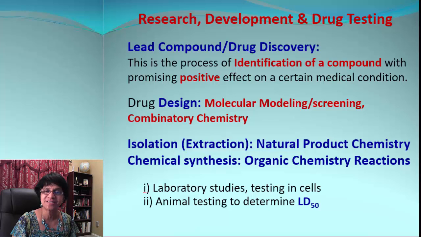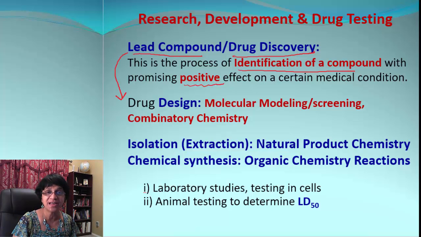Now let's discuss each of the steps in a little bit more depth. The first one is about the lead compound or drug discovery. What is it? It is the process in which we identify a compound which shows a positive effect on certain medical condition. Once we have a lead compound, we can actually design the drug based upon the structure of lead compound, and we can use software like molecular modeling and screen the compounds. We can also synthesize multiple compounds in short period of time by using the method of combinatorial chemistry.